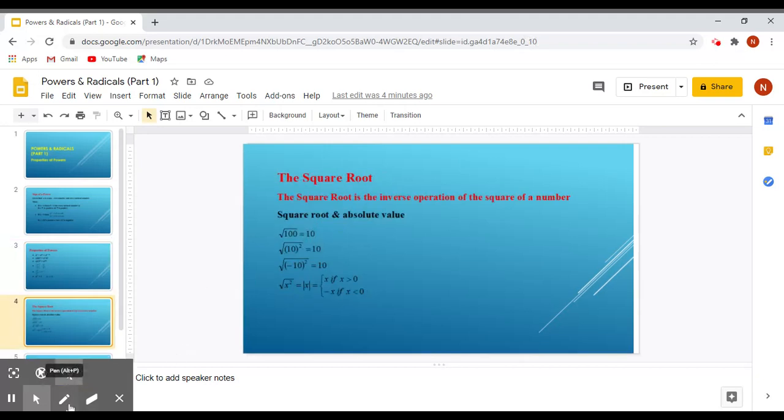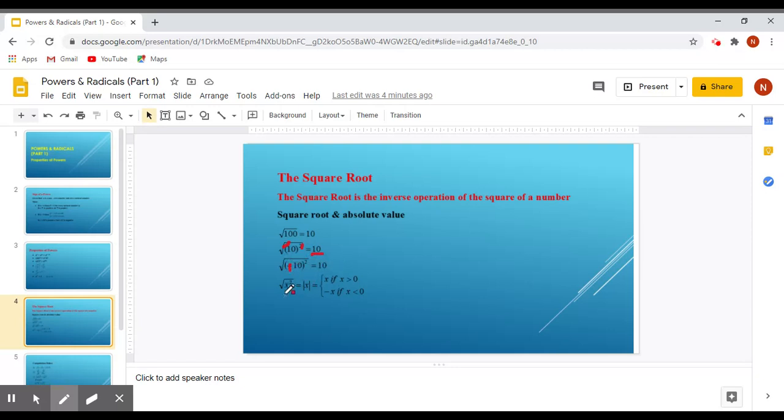Now the square root, we know that the square root is the inverse operation of the square, so the square root of 100 is 10. The square root of 10 squared, we can cancel the square with the root because 10 is positive, so it becomes positive 10. If we have the square root of minus 10 to the 2, the minus raised to an even power becomes a plus, so the answer is 10.